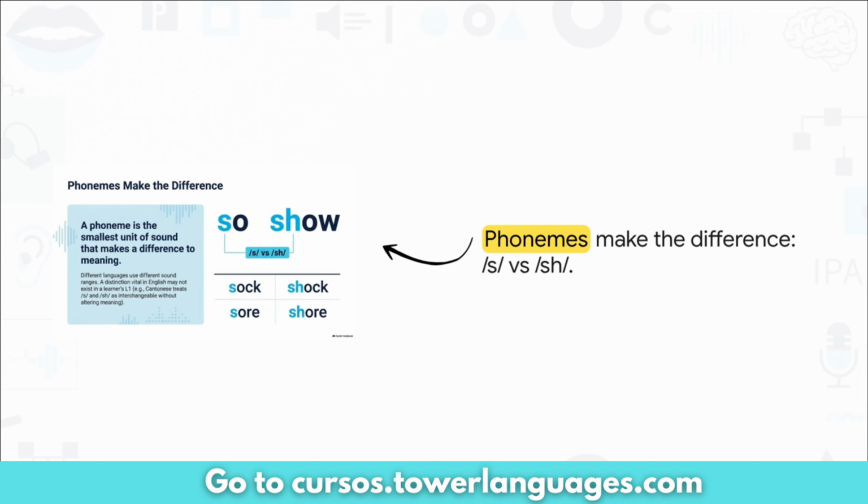This perfectly illustrates that the s sound and the sh sound carry distinct meaning in English. Because swapping them changes the definition, they are officially recognized as two separate phonemes. It's such a small mechanical change in the mouth, but it creates a massive change in vocabulary.